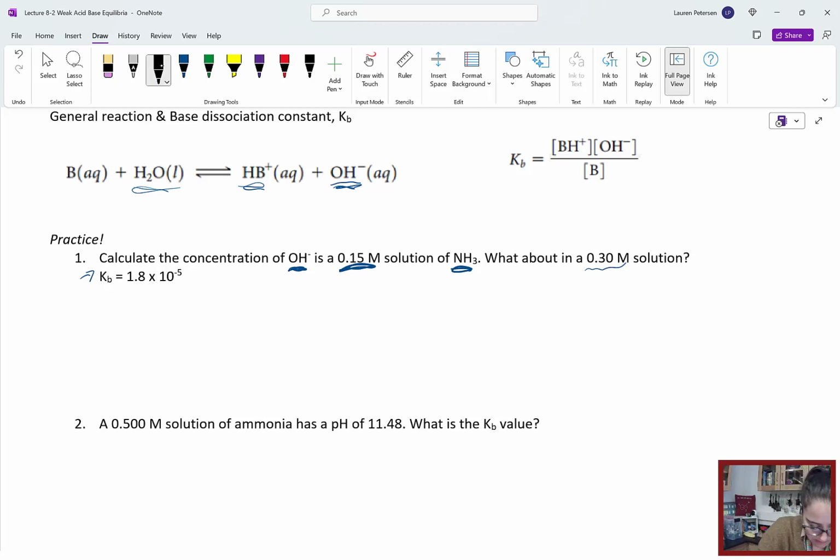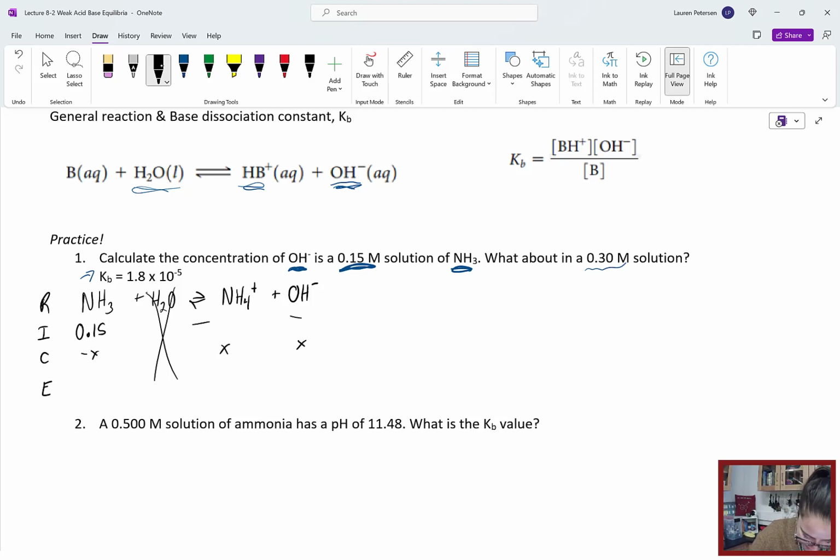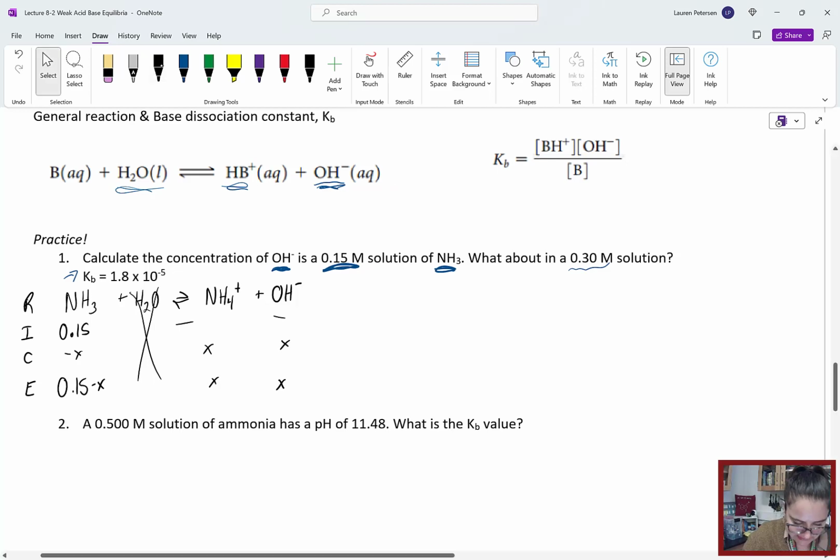Just like our acid problems, we're going to start with a RICE table. The reaction that we're looking at is NH3, and it will react with water to produce its conjugate acid, NH4 plus, and leave that OH minus. Again, water is a liquid, so we don't need to worry about it in our RICE table. We have our initial concentration of 0.15, and then we know that we'll have X and X. So we got 0.15 minus X, X, and X.